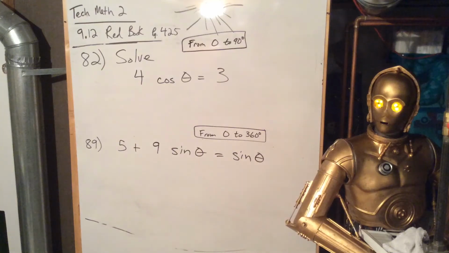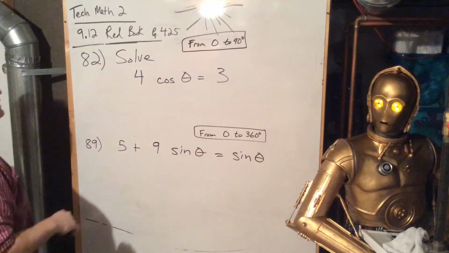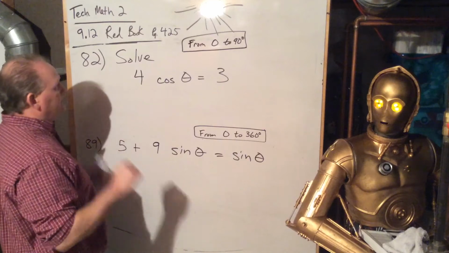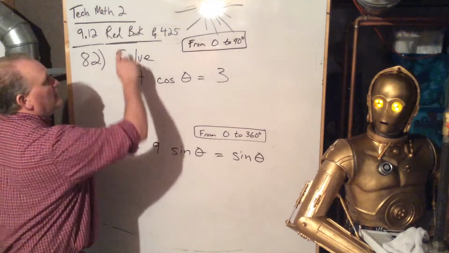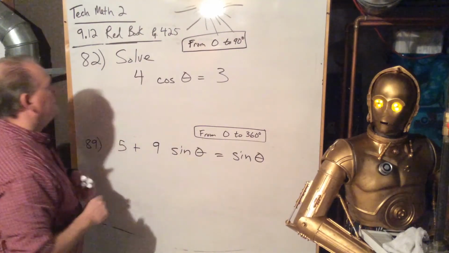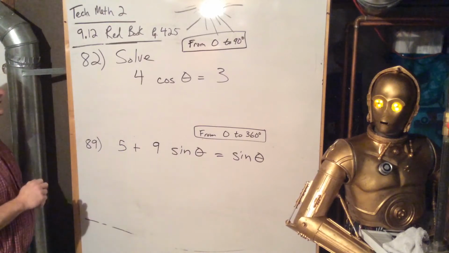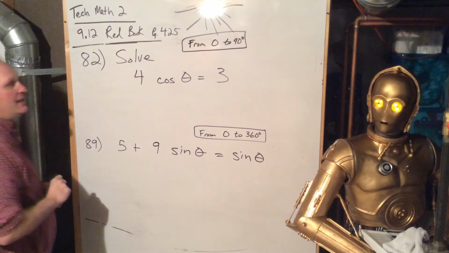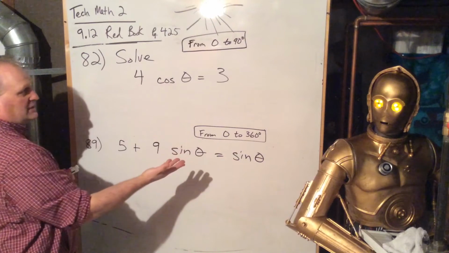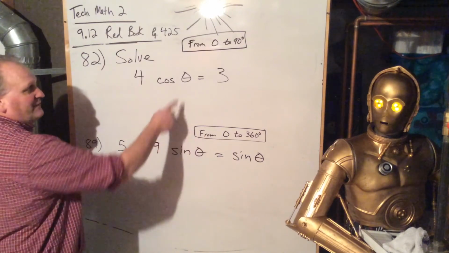Okay, Math 2. We're looking at 9.12, the last section of chapter 9, out of the red book, page 425. We're going to look at two problems, number 82 and number 89. So they want me to solve this equation basically for theta.